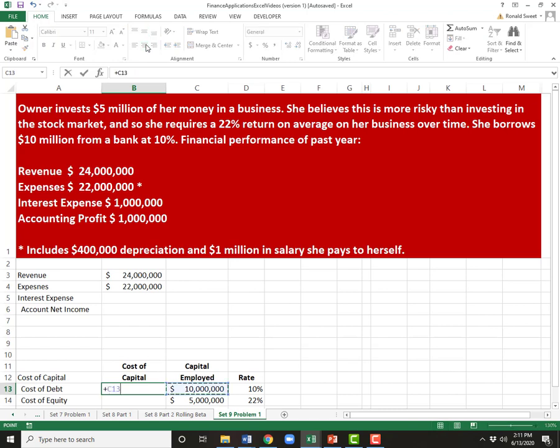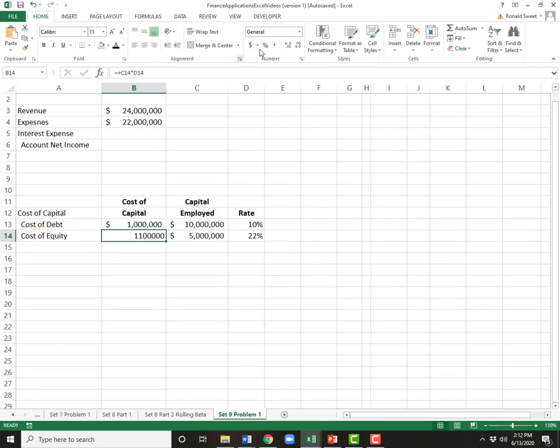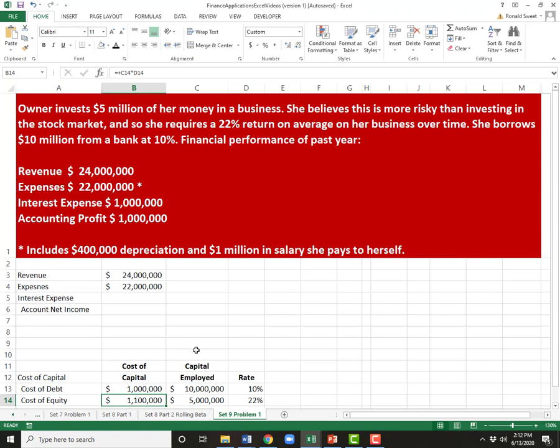So for debt, it's the 10 million times the 10%, or $1 million. You can see that's the same thing as is given in the problem, $1 million. Good thing that's the same, or else we'd have some disconnect. And then the cost of equity is $5 million times 22%, or $1.1 million. I can't do the math.